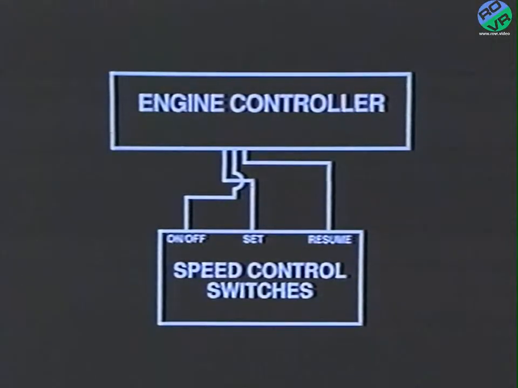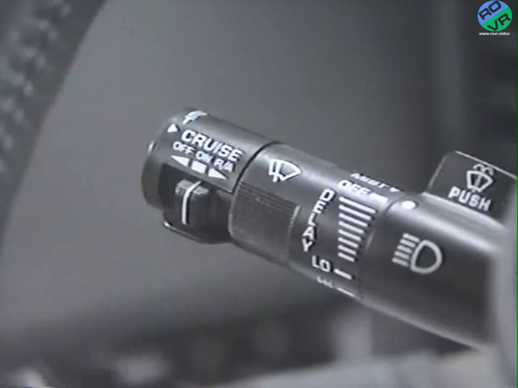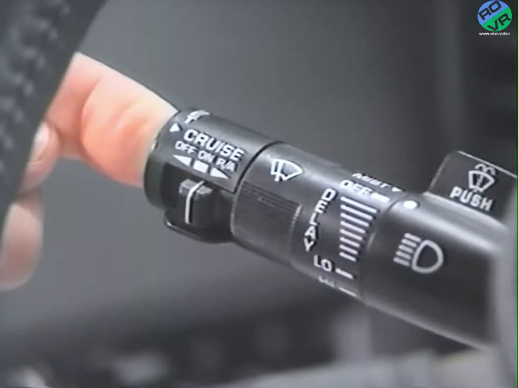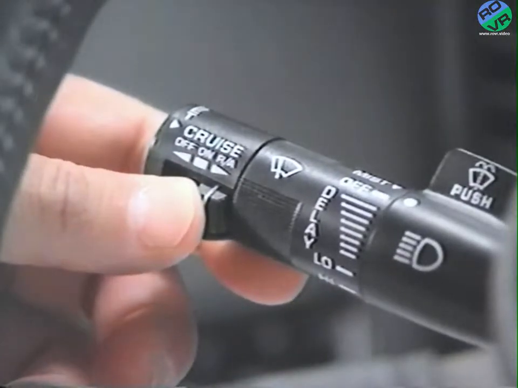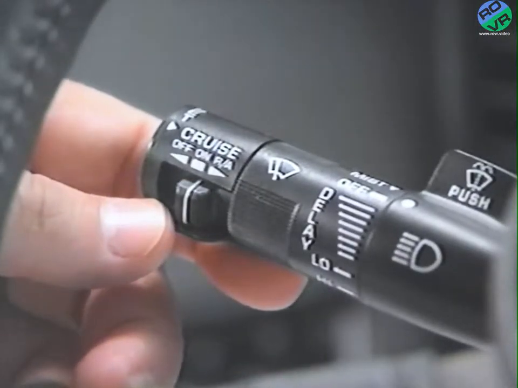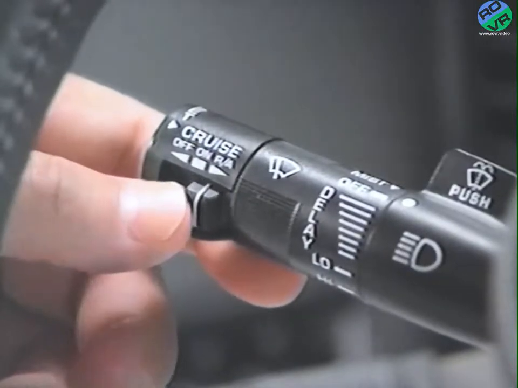The speed control switches supply 3 separate inputs to the engine controller. They are on-off, which informs the engine controller that the speed control system has been enabled; set, which informs the engine controller that a set speed has been selected; and resume, which informs the engine controller that the previous set speed has been selected. Resume also has a tap-up feature.